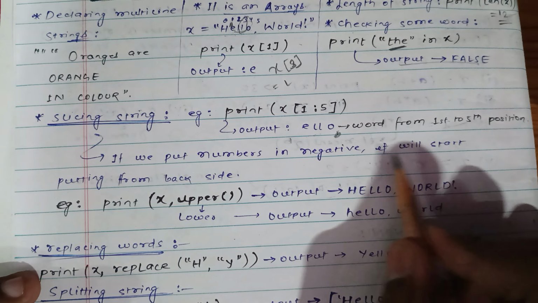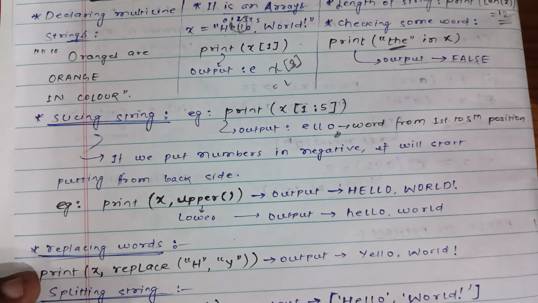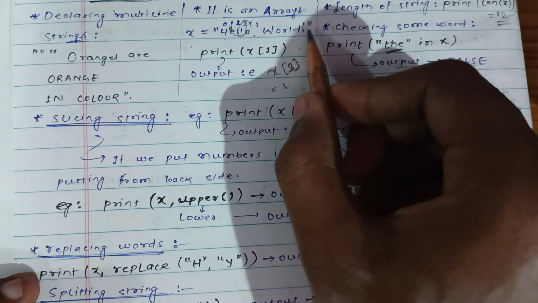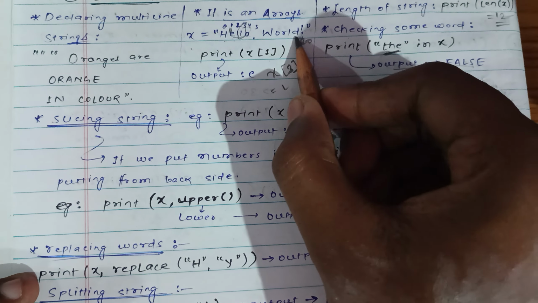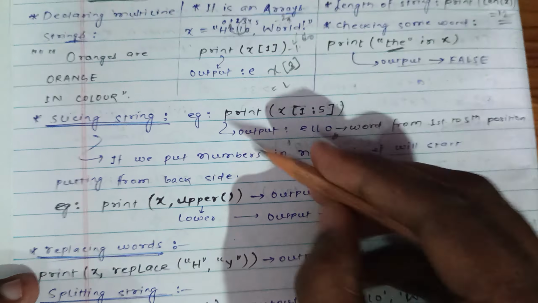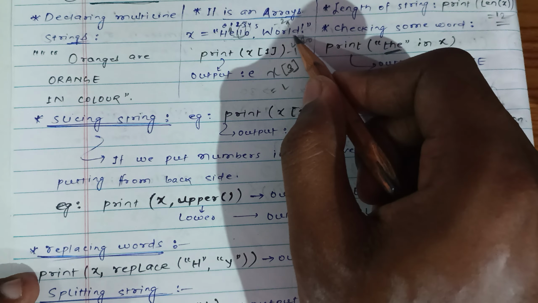If we put numbers in negative, it starts counting from the back side. So in case it is written as minus 3 to minus 2, then it will start immediately from here, like 0 is given to this one, minus 1 given to this one, minus 2 given to this one, something like that. And if you write minus 1 to 2, it will print d and l.